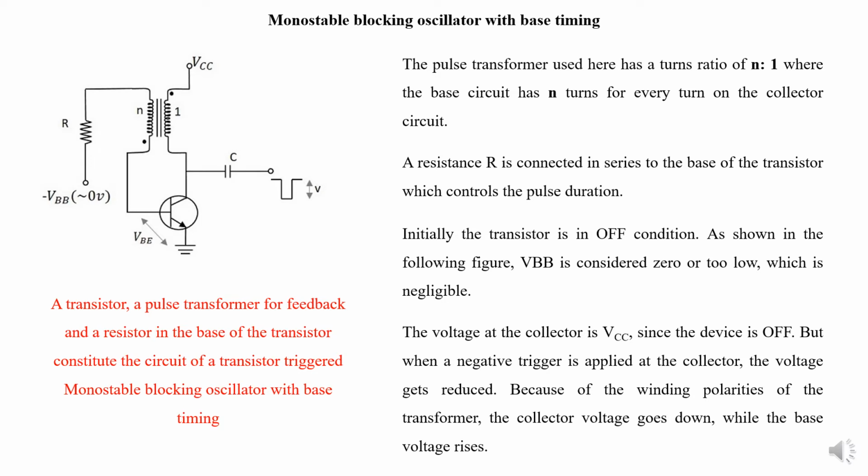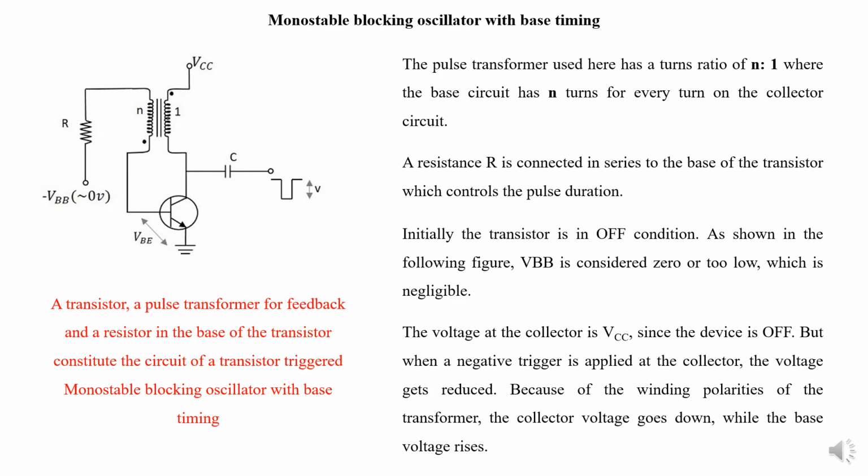So why do we call this base timing? We can see a resistor R connected in series with the base, which controls the pulse during operation. Hence, because the resistor R is connected in series with the base, we call this circuit a base timing circuit. Now let's talk about the operation of this monostable blocking oscillator with base timing.